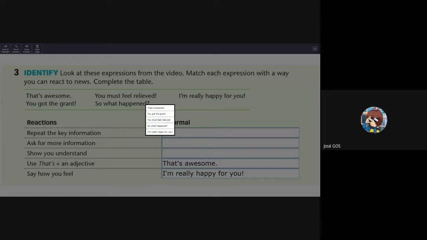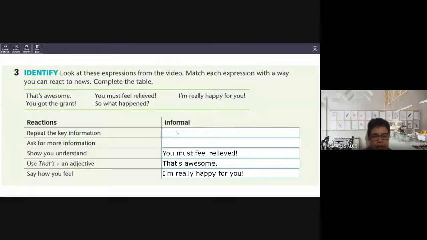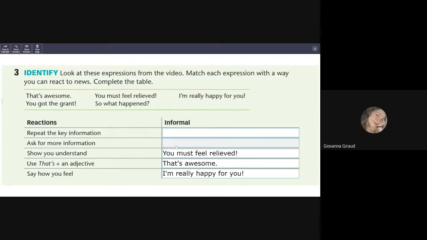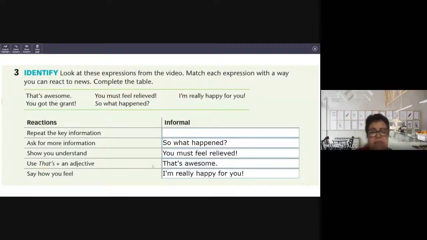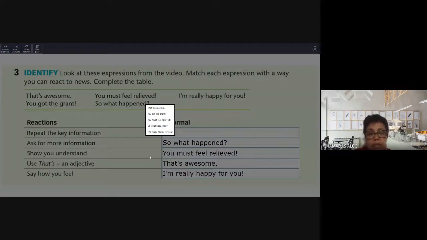You got the grant? You must feel relieved. Okay, could be. Let's say, ask for more information. So what happened? Ah, okay. And repeat the key information.